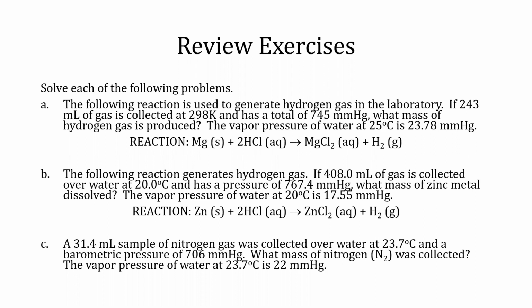C, a 31.4 ml sample of nitrogen gas was collected over water at 23.7 C and a barometric pressure of 706 mmHg. What mass of nitrogen, or N2, was collected? The vapor pressure of water at 23.7 C is 22 mmHg.